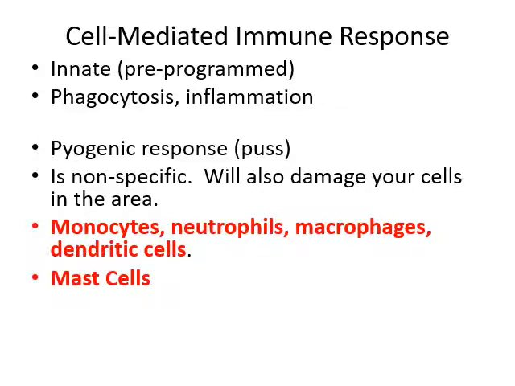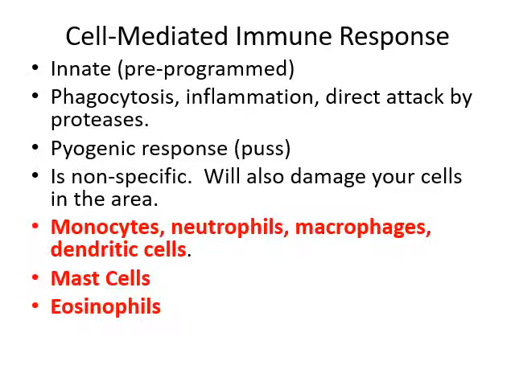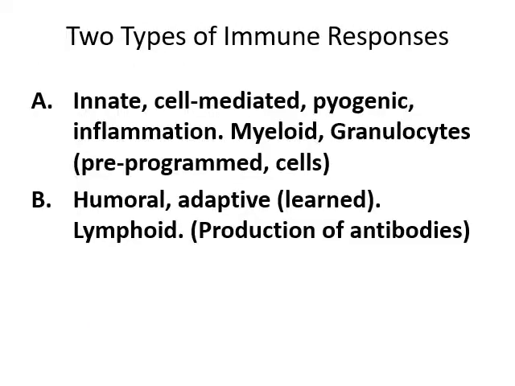The mast cell produces the inflammatory response. Eosinophils are responsible for directly attacking microscopic worms with proteases. And there are two types of immune responses: the innate cell-mediated or pyogenic inflammation response, which is mediated by myeloid members of the myeloid lineage that are granulocytes, versus the humoral or adaptive immune response.